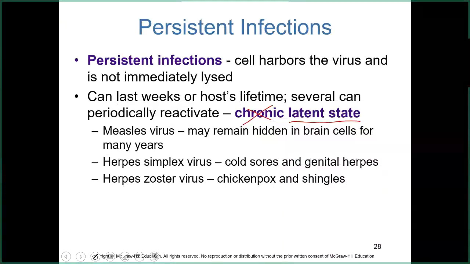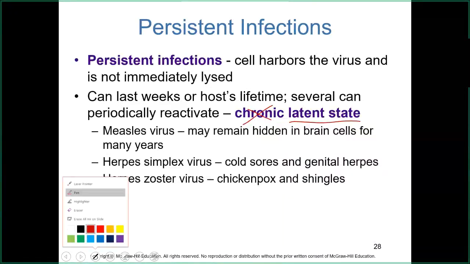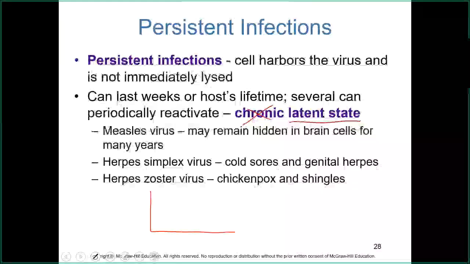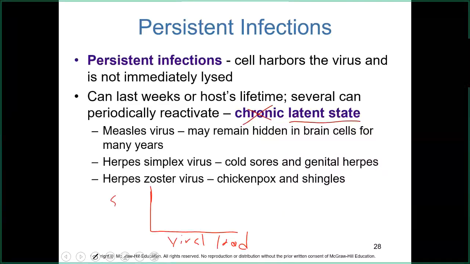All right, and so one type of persistent infection that you can sometimes have is a latent infection. So latency looks like this. Let me draw a little graph that illustrates this. So here's a graph, and on this axis down here is viral load, which is the number of viral particles that would be evident in cells, right? And then on this axis, the y-axis would be the appearance of symptoms.